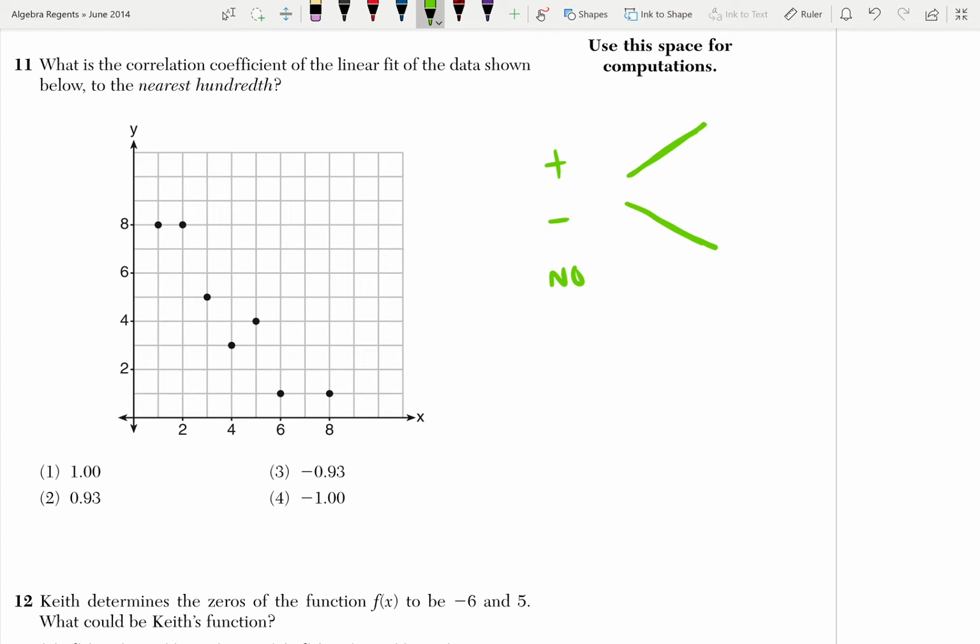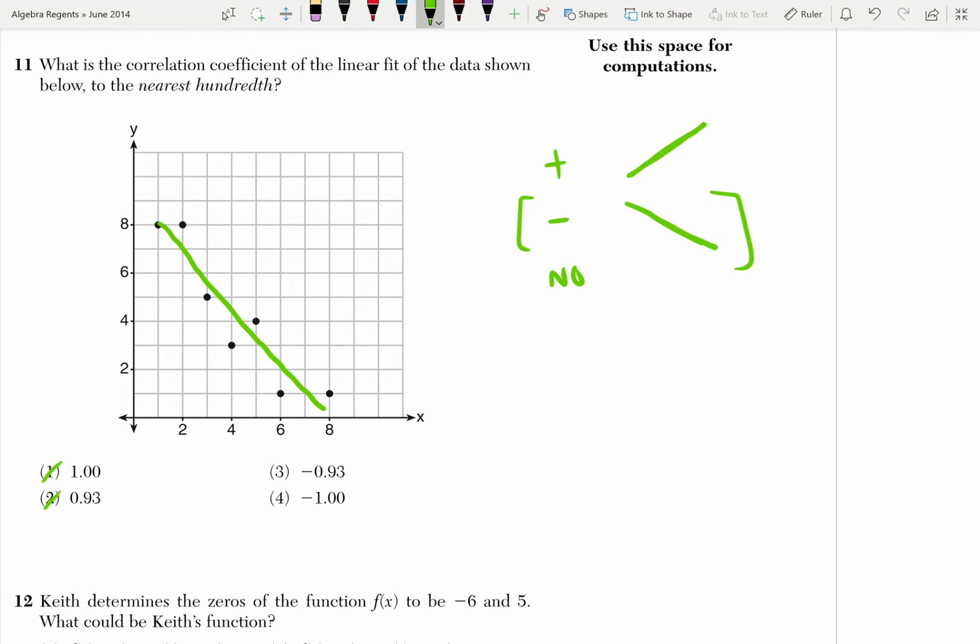Okay, in this case, what do we see? It looks like this is kind of sloping down. Right? If I had to draw a line that represented kind of the average of all those data points, it would kind of look like this green line I just drew. So this looks like a negative slope. Okay, so if we look at our answer choices, 1 and 2 are both positive, so those are out.